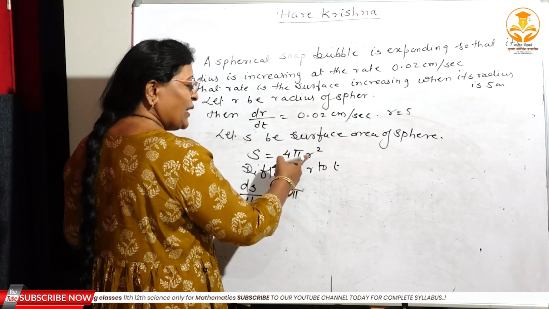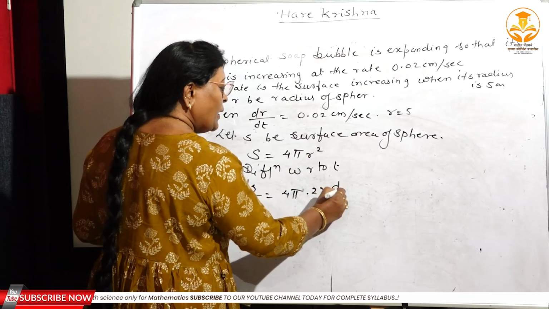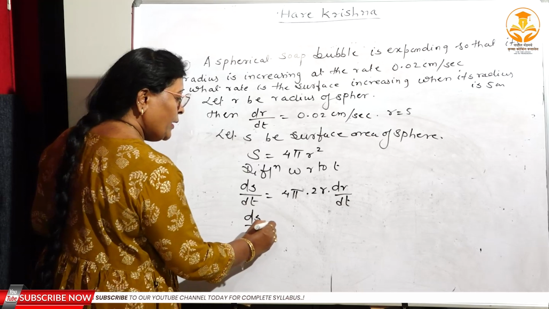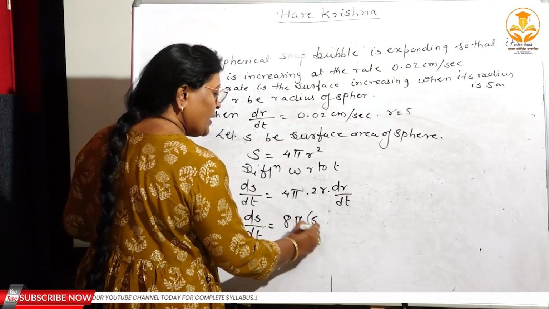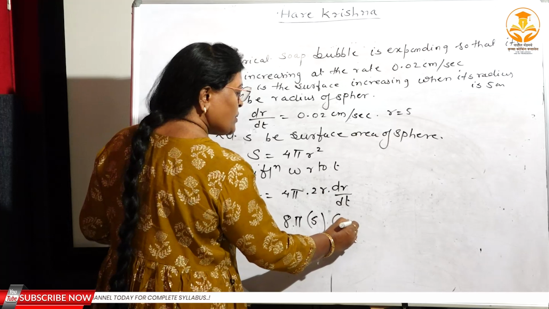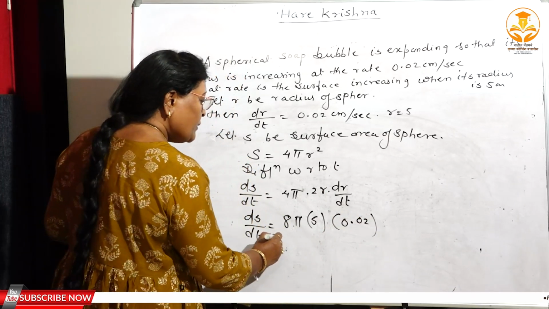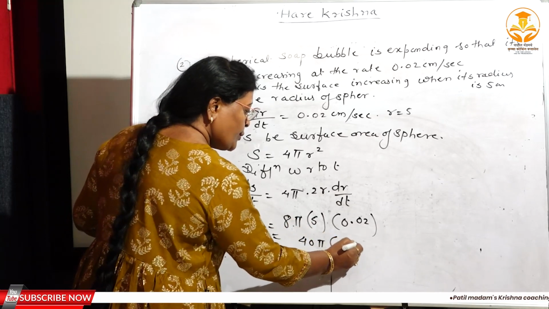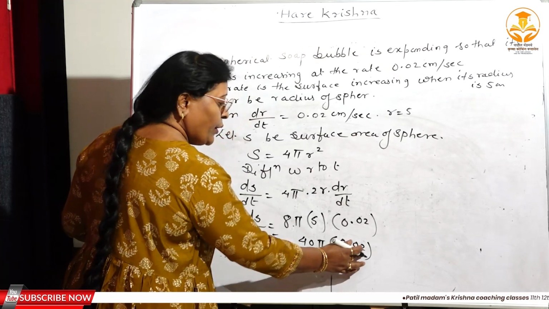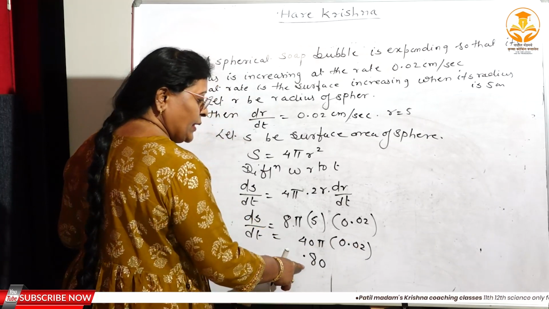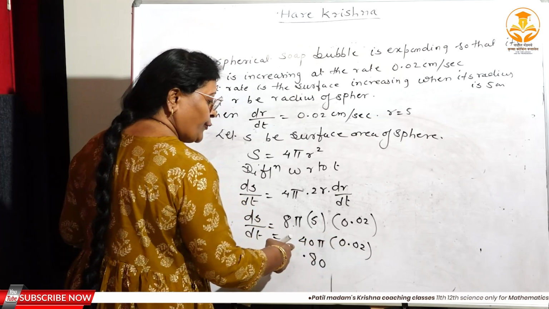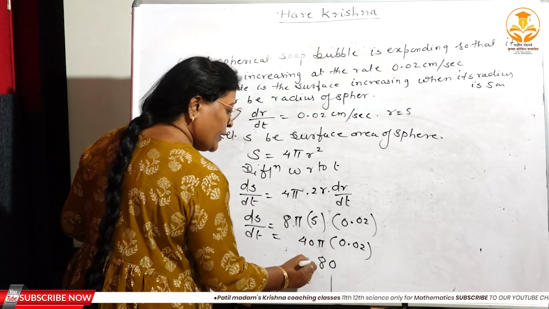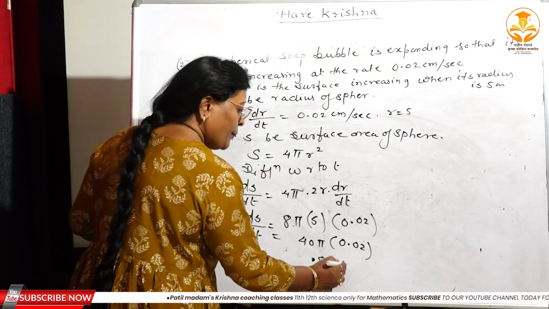Again, as usual, the derivative of r square is 2r, multiplied with dr divided by dt, isn't it? Therefore, ds divided by dt is 8 pi, the r is given as 5, and the dr by dt they have given as 0.02, isn't it? Therefore, here 8 fives are 40 pi into 0.02. Again, you have to give the decimal point after 2 digits here, because here it is 0.02 into 40. Again, this 0 remains as it is. Again, 4 into 2 is 8, isn't it? 0.8 or 0.80 pi, you can say.